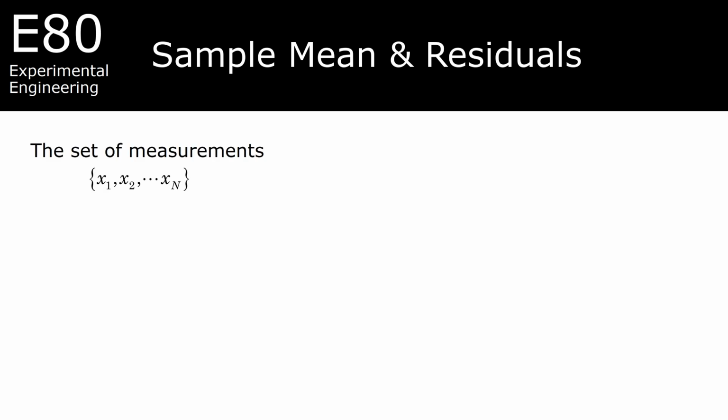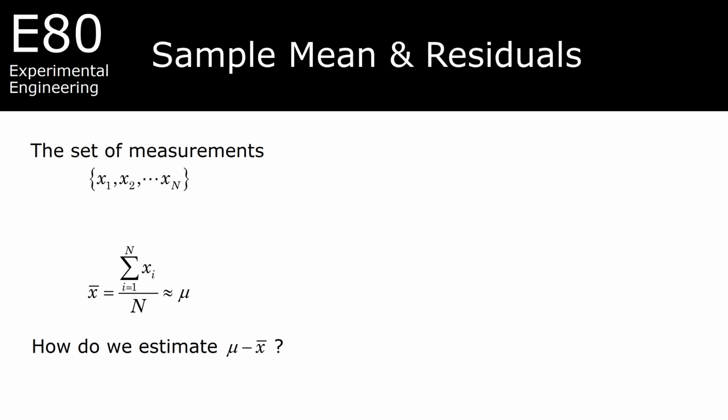Let's begin by making a set of measurements x sub 1 through x sub n of the quantities of interest. We calculate the sample mean, or simply the mean of these measurements, by summing them and dividing by the number of measurements. We call this sample mean x bar and use it as our best estimate of the true mean mu. Our goals are to determine the value of x bar and to determine how close x bar is to mu.